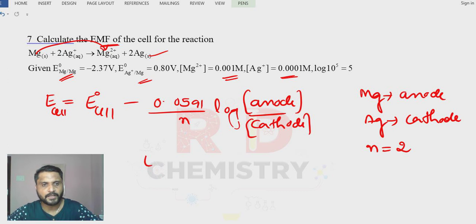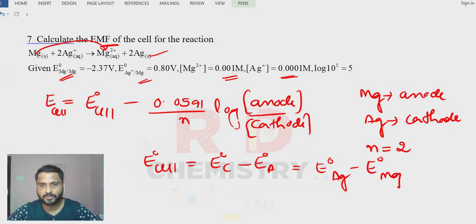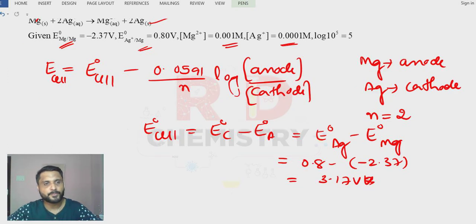But how to calculate E naught cell? E naught cell is equal to, remember, E naught of the cathode minus E naught of the anode. The cathode is silver, the anode is magnesium, correct? And their SRP values are given. So it is 0.8 minus of minus 2.37. This comes to be equal to 3.17 volt, right? Now substitute in the formula.